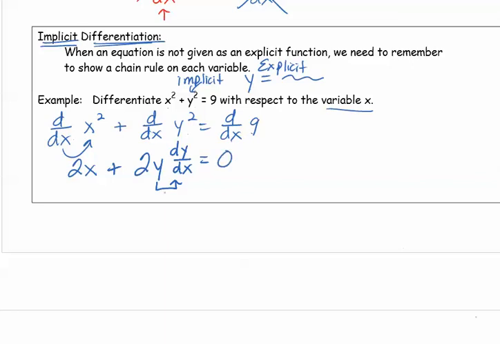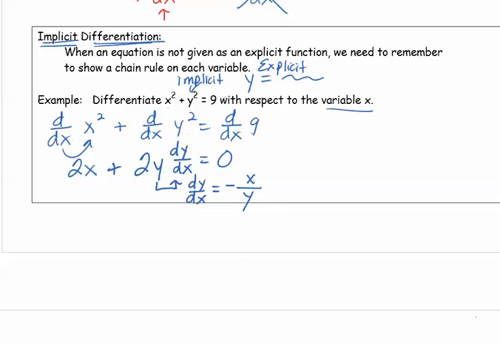So we might do one more step here, and that would be solve this for dy dx, since it's easy to do so. Let's move the negative 2x to the other side, and then we would divide by 2y, and you can see that the 2's would cancel.